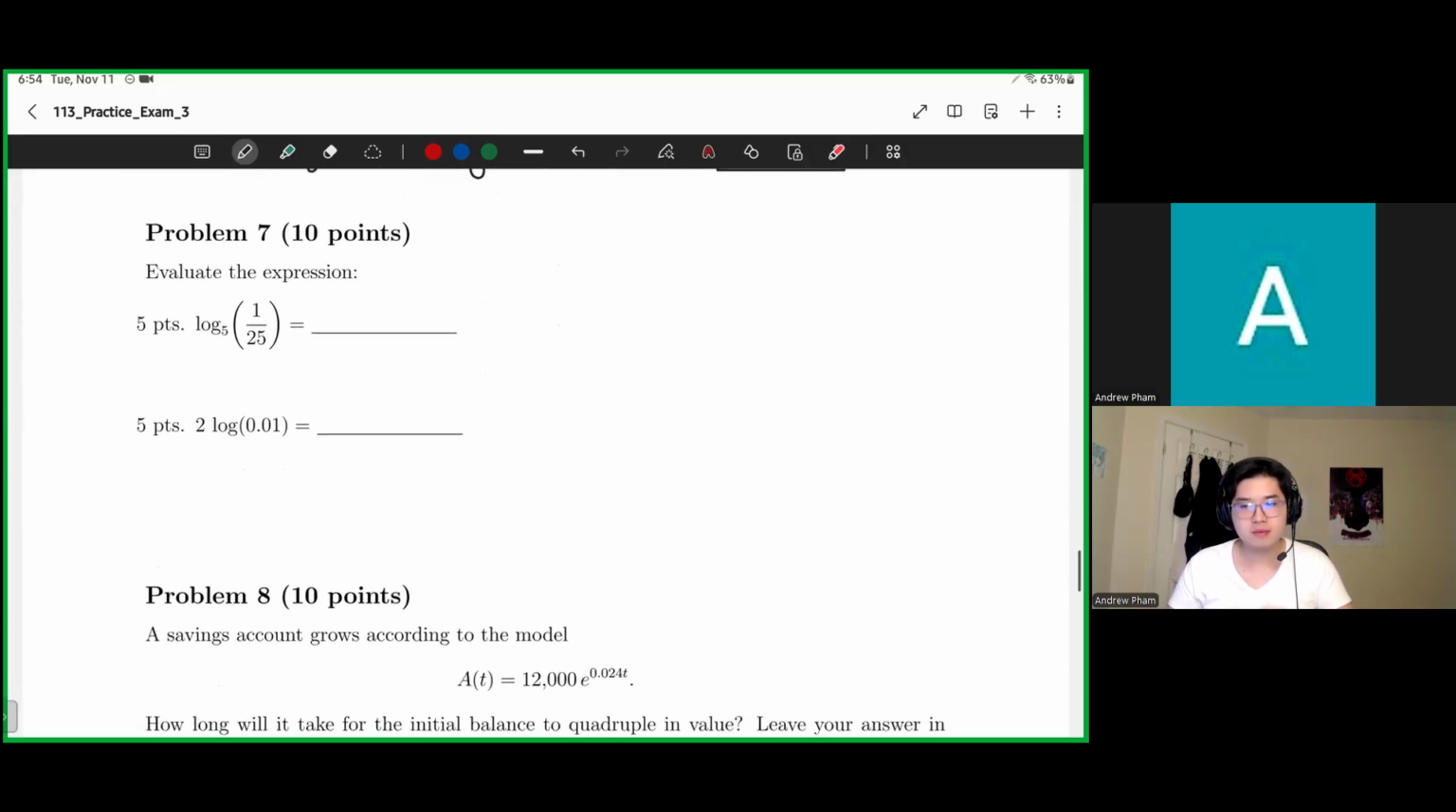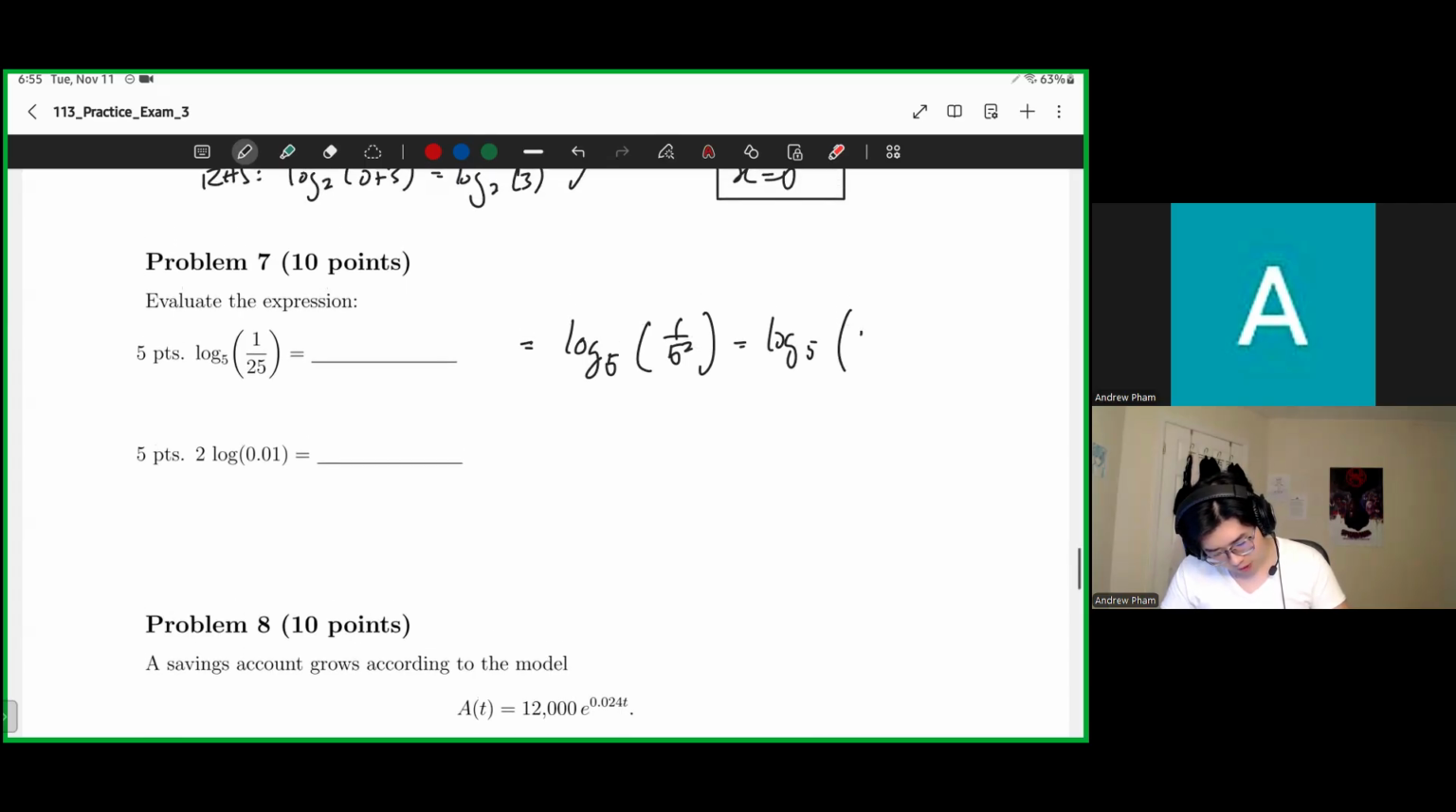Number 7. I have two logarithmic expressions that I would like to evaluate. The first one, you can write this as log base 5 of 1 over 5 squared, which is equal to log base 5 of 5 to the minus 2 using your reciprocal rule. And then by your inverse rule, these cancel, and this is just minus 2.